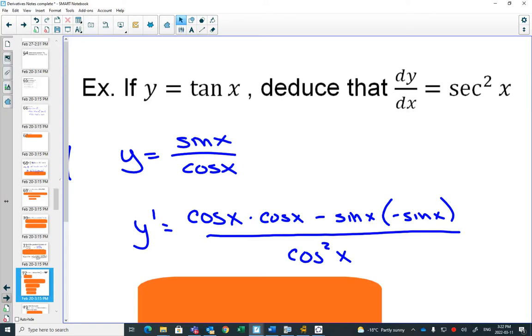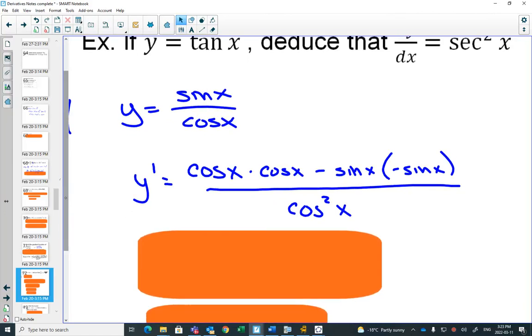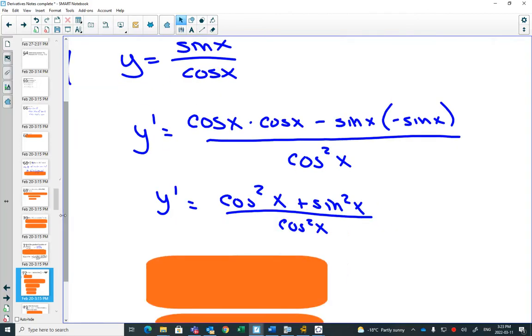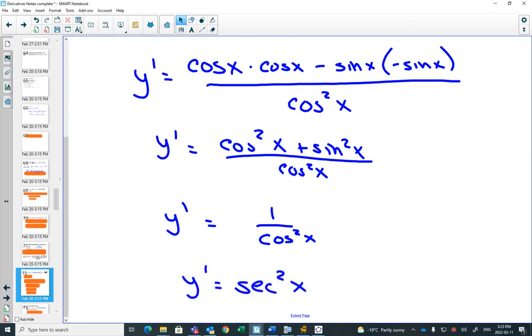And now that we've found the derivative, now I get playtime. It's an identity. Can you rearrange this to make it secant squared? Well, if you multiply out the top, are you okay that I write the top as cos squared x plus sine squared x? And that means the top is equal to 1. So then it's 1 over cos squared. And 1 over cos squared is equal to secant squared.